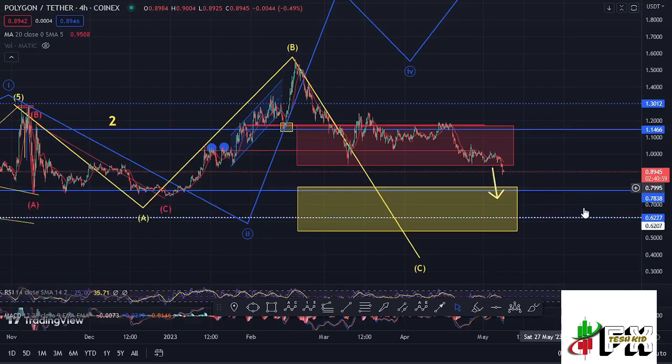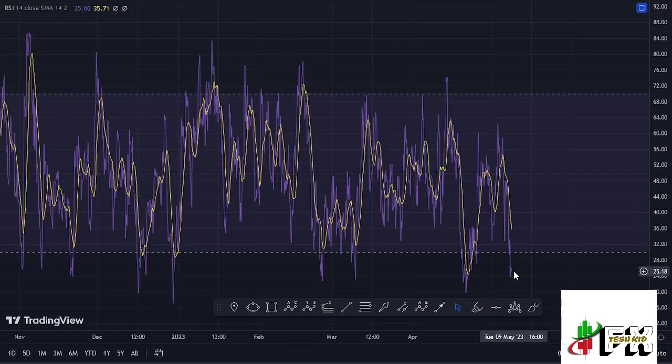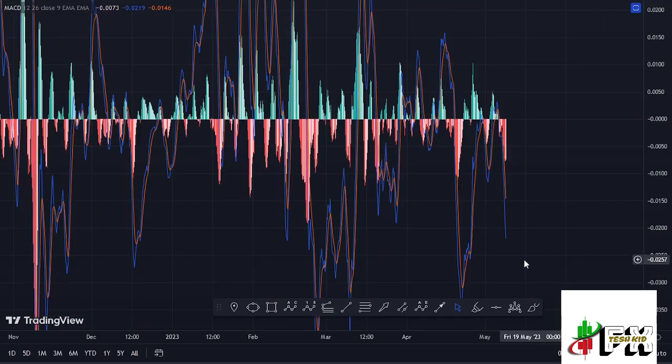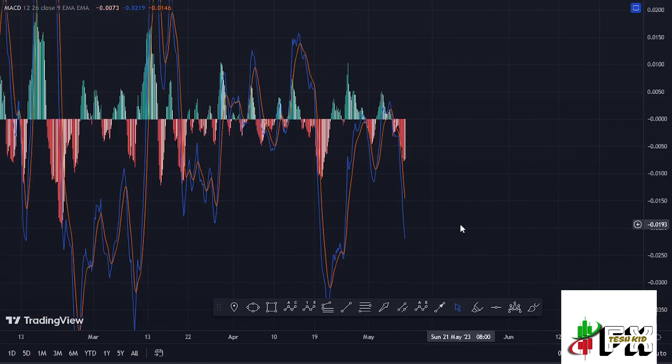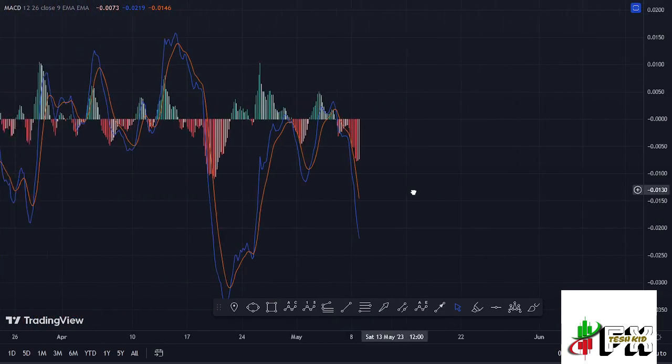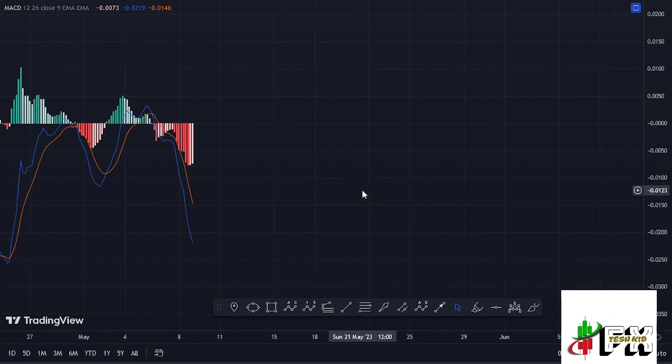Also taking a look at the indicators here on the RSI, we are trading at around the 25 mark, meaning we have managed to get into the oversold region here on the RSI. Also taking a look at the MACD, we have been able to print a bearish cross suggesting further breakdown. So let's be patient and see how that plays out, and I'll be keeping you updated.